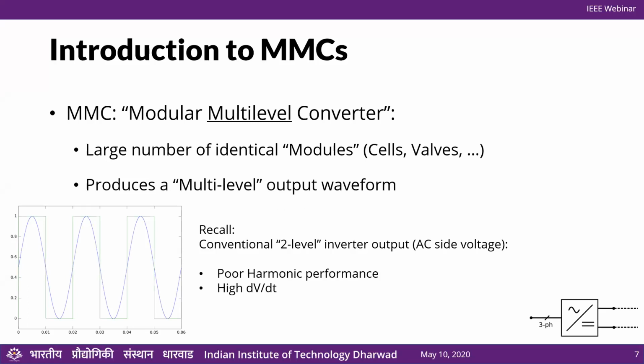The other thing is it's a multi-level converter. So just a quick review for those of you who don't know multi-level converters. A conventional two-level inverter produces two voltage levels, let's say 0 and 1.